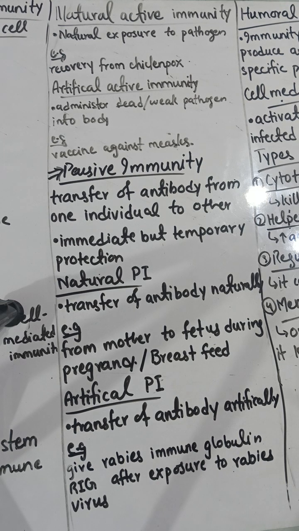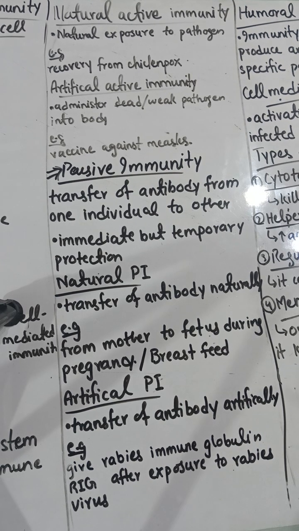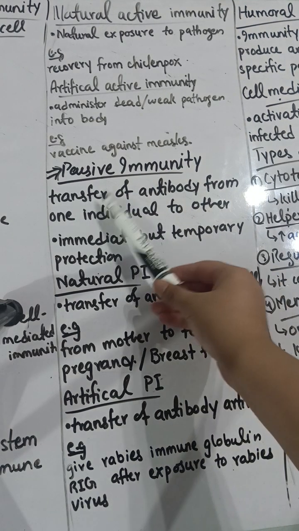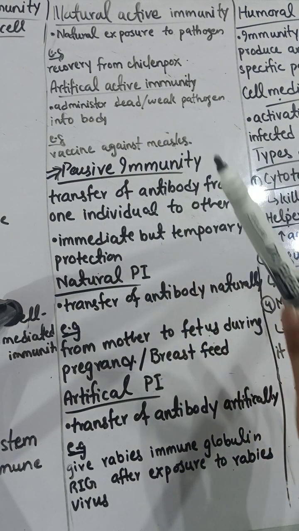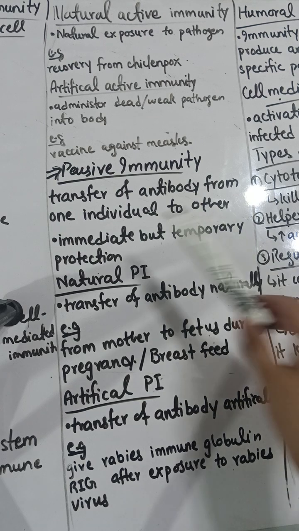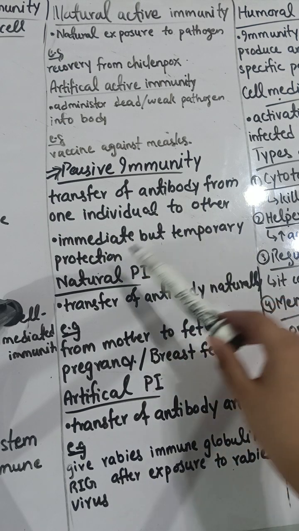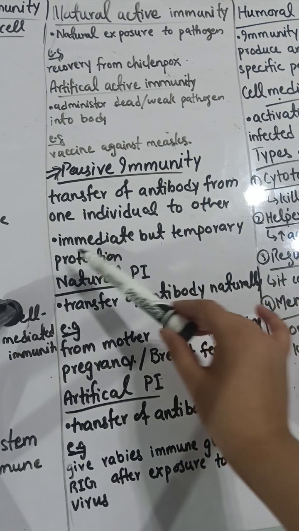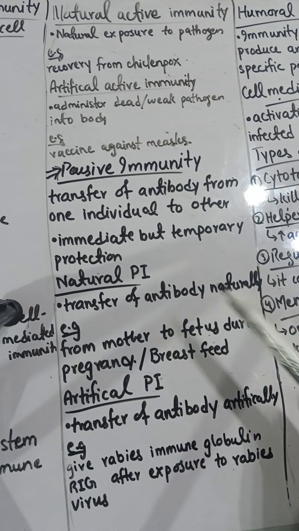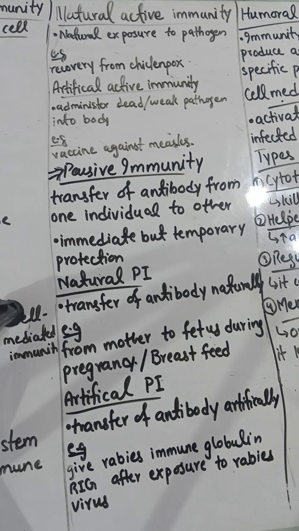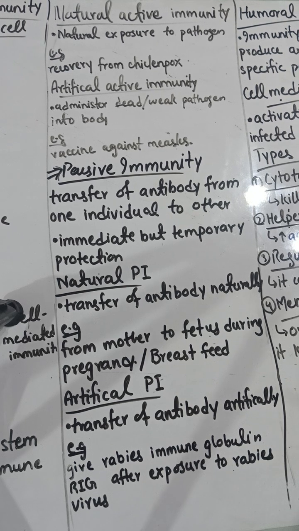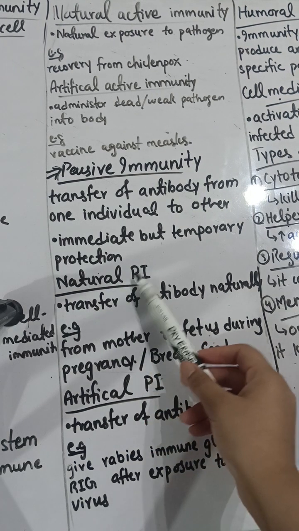The next type of immunity is passive immunity. In this immunity you transfer antibodies, artificially produced, from one individual to another. It gives a very immediate or emergency response, but it is temporary. Active immunity is long lasting, but passive immunity is not for a long time. It has two types. The first is natural passive immunity.